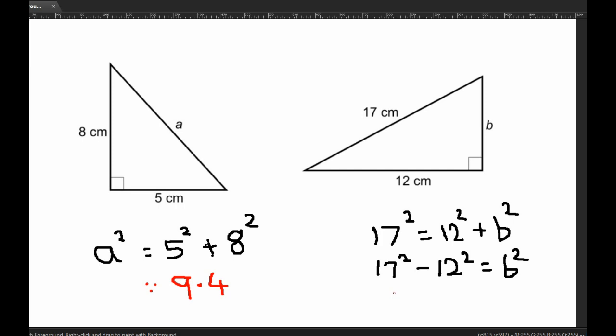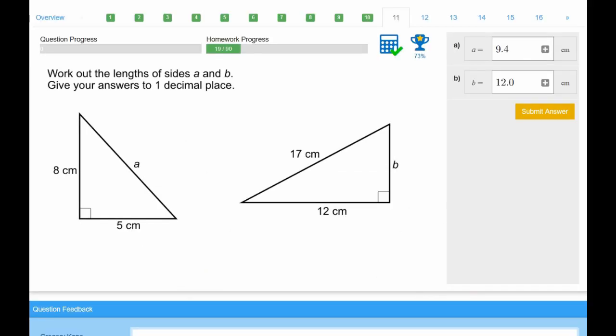I need to find the square root of that, and that comes at 12.04, which should simplify to 12.0. And we'll stick that into MathsWatch. And there we go.